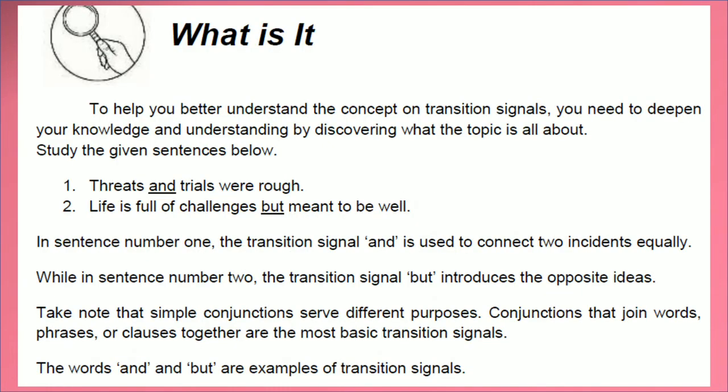To help you understand the meaning or use of a transition signal, let's read these two sentences. Sentence number 1, threats and trials were rough. Sentence number 2, life is full of challenges but meant to be well. If we notice, in sentence number 1, the transition signal is and. And connects the two incidents equally. The first incident is threat, the second incident is trial. We used and to connect the two, and it is equal. Whatever threat wants to express, trial also expresses. So the word and is used to connect two words equally.